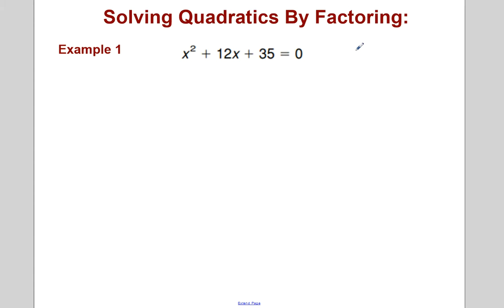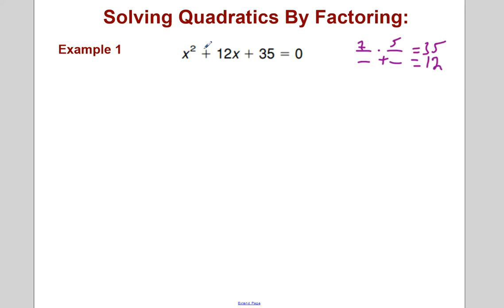I showed you in class how we can get these factors pretty quick, but let me refresh you. All I'm doing is asking what times what is equal to 35 and, when added together, gives you 12. So we've got to think of all the factors of 35. One of the ones that pops up immediately is 7 and 5. 35 and 1 doesn't work out too well. So we just have 7 and 5.